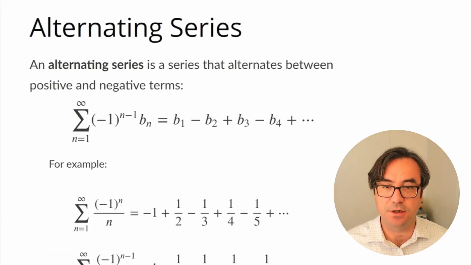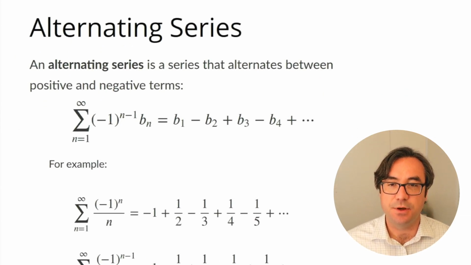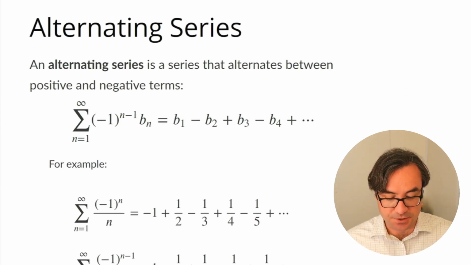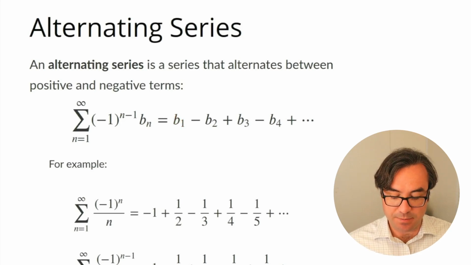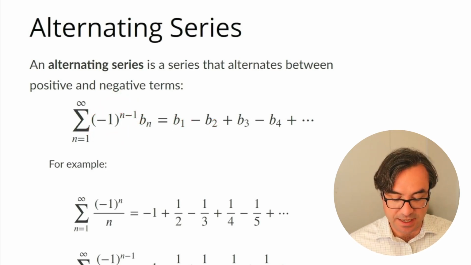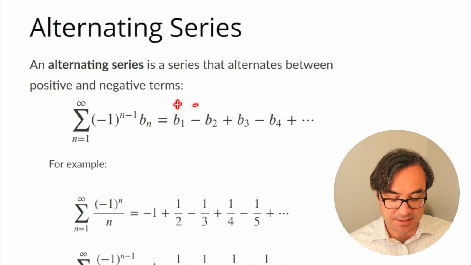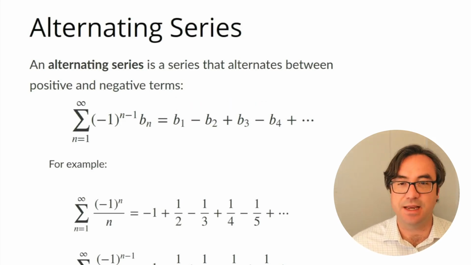Here's a little example of what these things look like. If we write out the first few terms for this alternating series, when n is equal to 1, we'd get b1. And when n is equal to 2, we're going to get b2, but 2 minus 1 for that power of negative 1 is going to give us a negative. And so we end up alternating between positive and negative values.